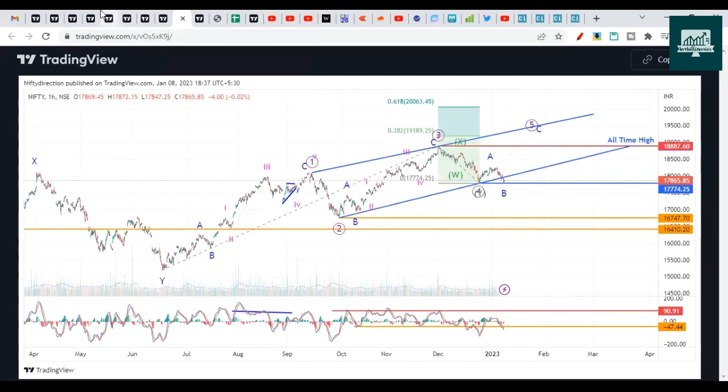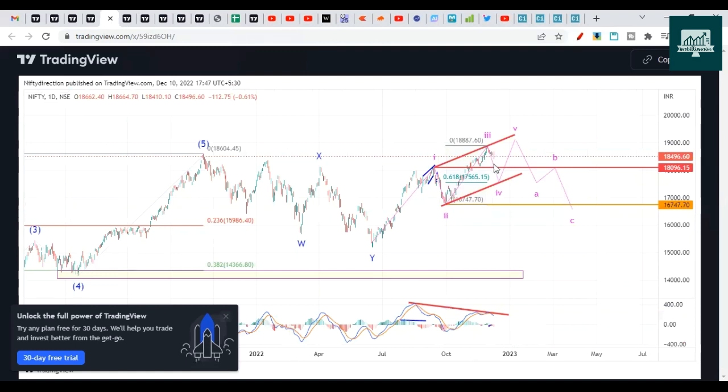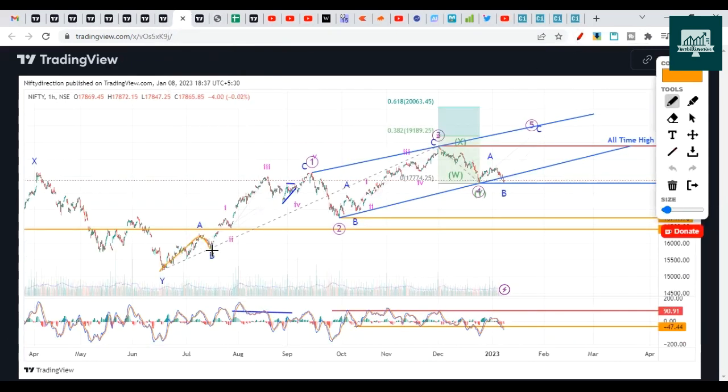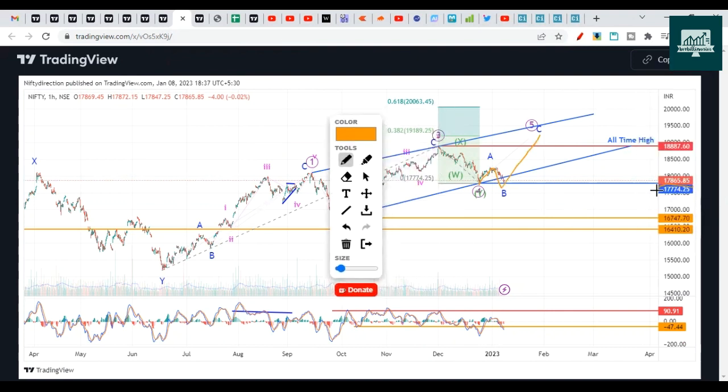The second case is supporting the leading diagonal case. Considering this is going to happen and one more top is pending, we will discuss the next chart. Here I have marked them as a three-wave leading diagonal structure: A, B and C wave. This is what we are expecting here, as long as it does not break 17,774.